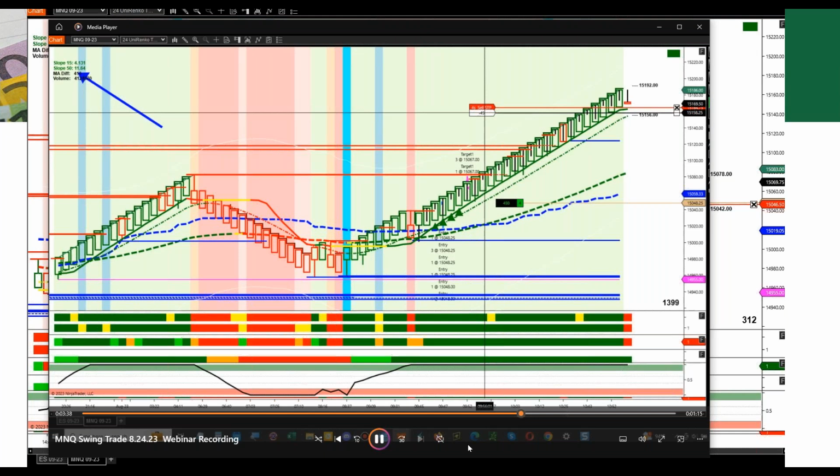So, I'm looking over here and I see the MA diff is at 410. And I'm like, you know what? This is getting a little high. I think I'm going to move my stop closer to the market. So it just keeps going.